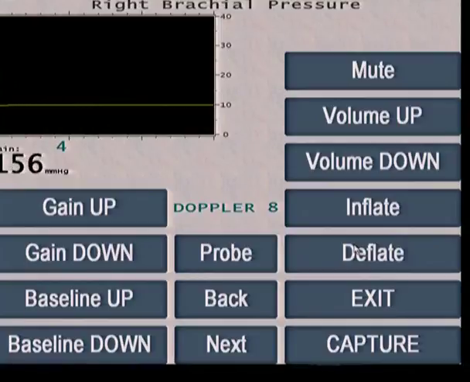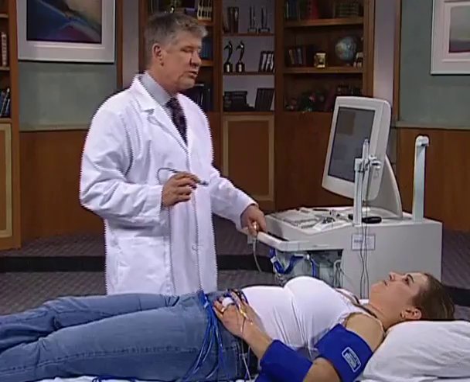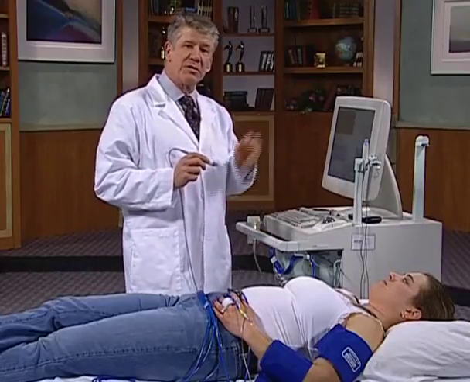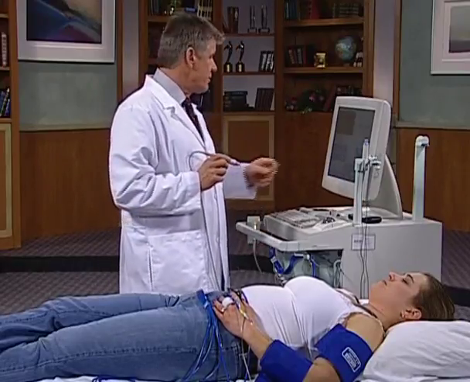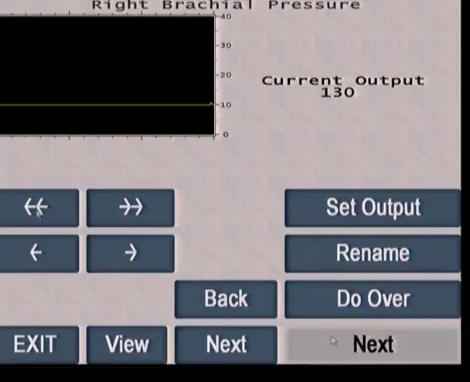We'll start to bleed back down, holding my hand very steady to not fall off the artery. Okay, so we started hearing that signal come back in. We'll measure the first pulse that comes in. That's the systolic pressure for the brachial artery. We'll bring this back to our marker line here. Looks like the pressure is about 130 in the right brachial. So we'll save that by going to the next location.